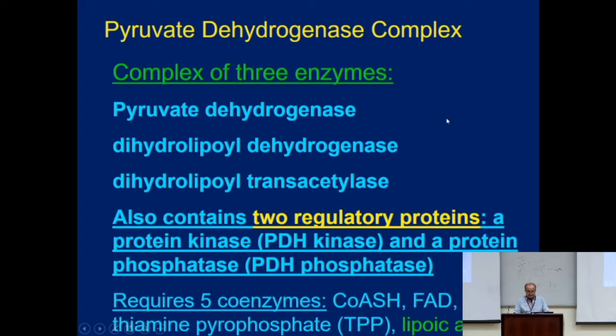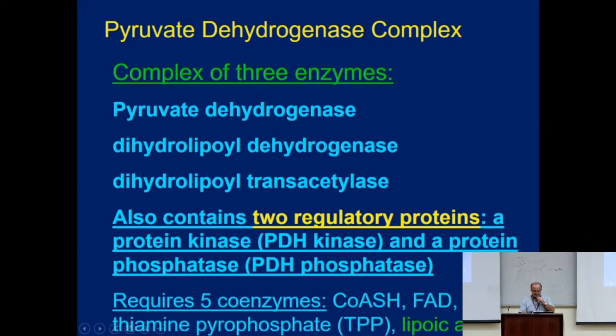For that, they need 5 coenzymes. Remember, coenzymes are a type of prosthetic group that are organic in nature. CoA, coenzyme A, FAD, NAD, thiamine, and lipoic acid. 1, 2, 3, 4, 5. All 5 coenzymes are needed for catalysis. If one is missing, the entire complex shuts down.